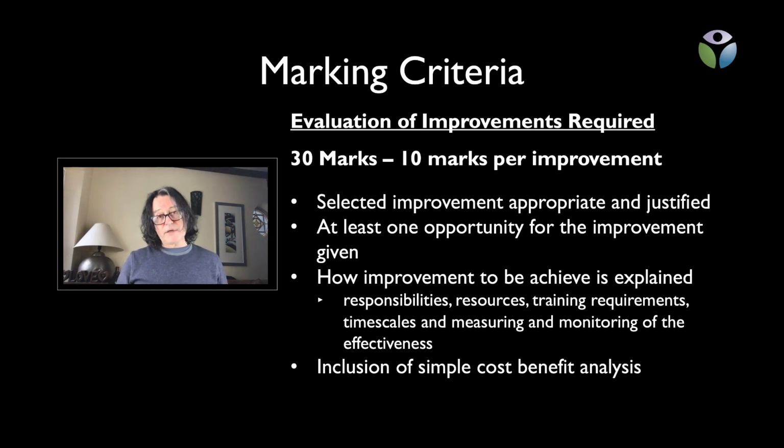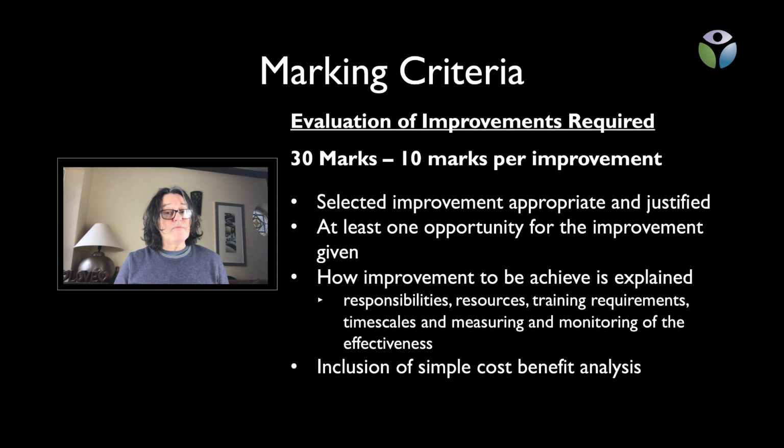Now, I read this as the benefit of the improvement itself. What is the benefit or the opportunity for the organisation? And also how the improvement is going to be achieved. And that needs to be an explanation, as mentioned previously on points for the main body, and the structure of your answers: allocation of responsibilities, provision of internal and external resources, identification of training requirements, allocation of appropriate and realistic timescales, and also the mechanisms whereby the effectiveness of the improvements are going to be measured and monitored.